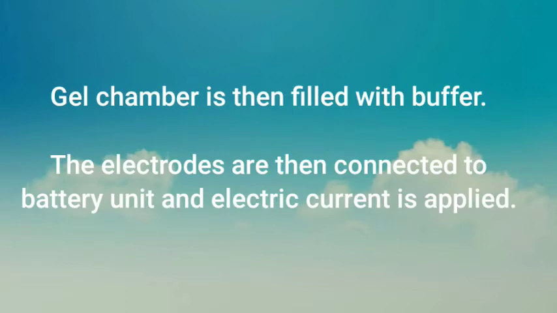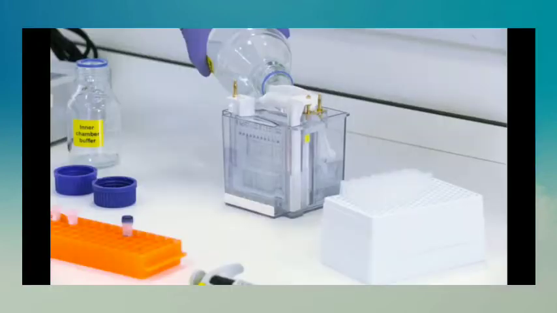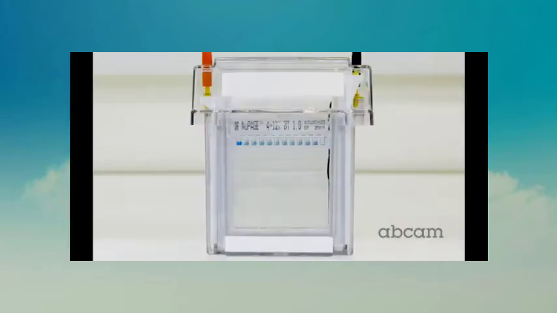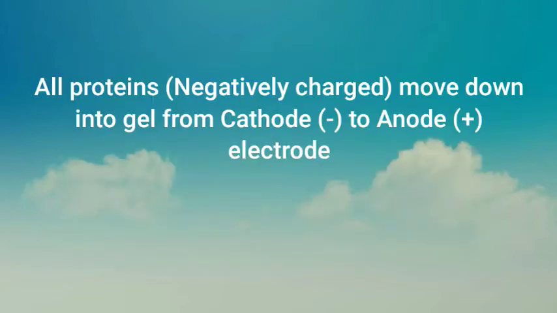The gel chamber is then filled with buffer. The electrodes are then connected to the battery unit and the power supply is turned on. The gel chamber is first filled with the buffer. Then the connectors are connected. This is how the unit looks. A dye front at the top.